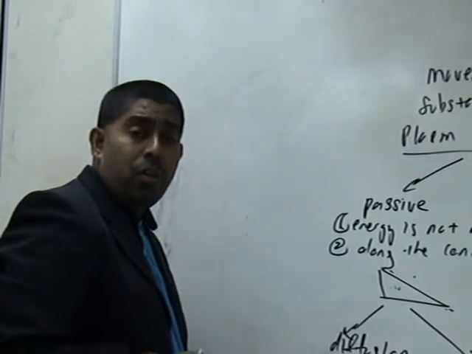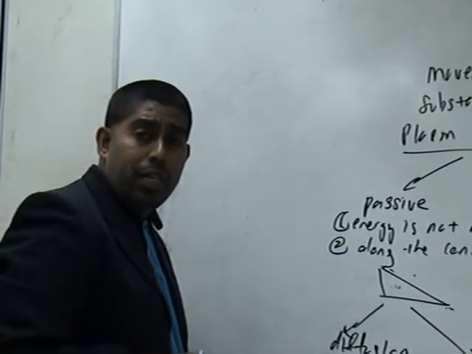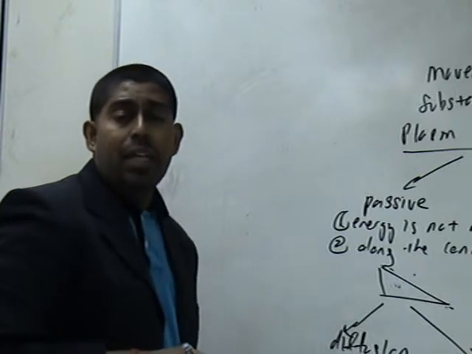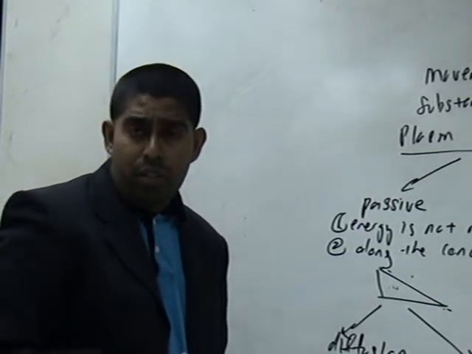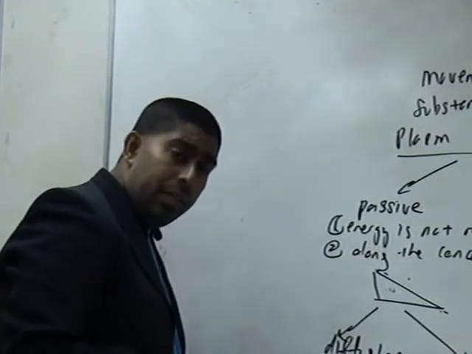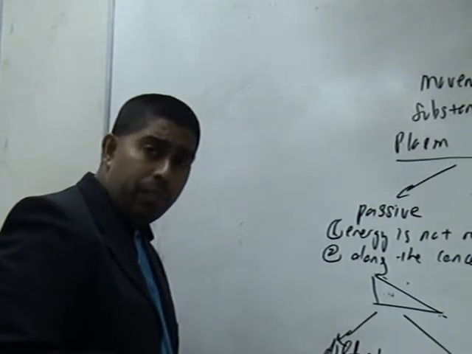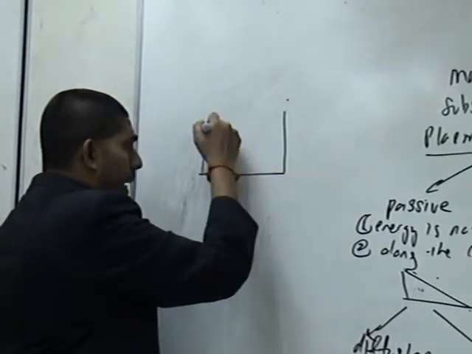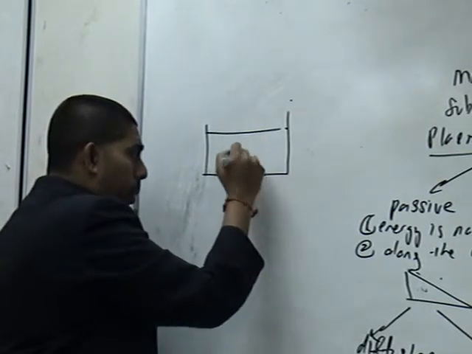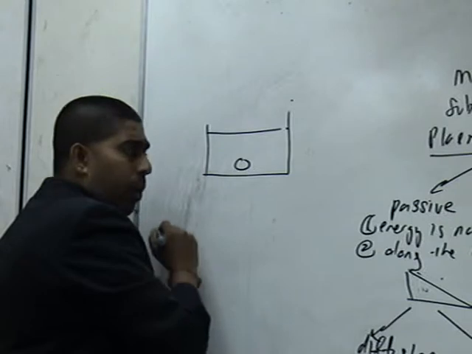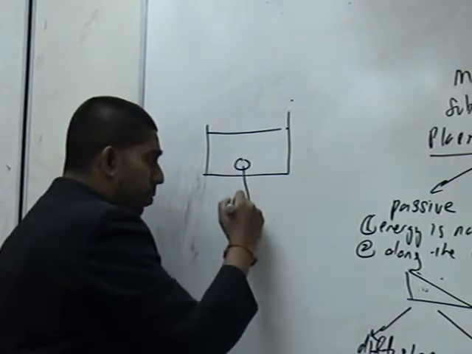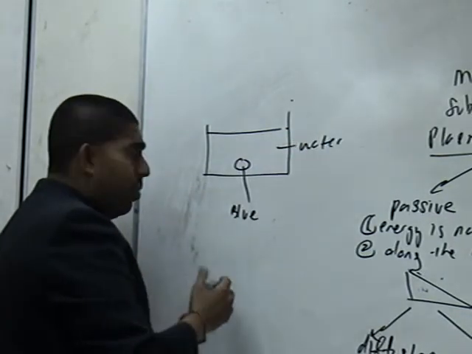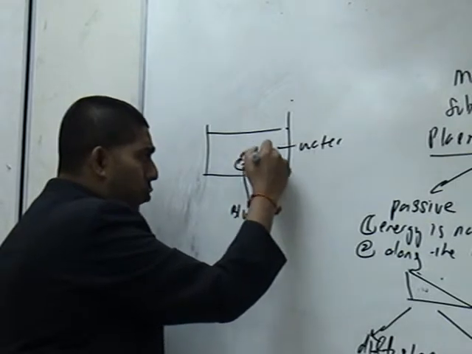Now simple diffusion here means that it occurs from high concentrated area to low concentrated area without any help from any other particles. Got it, students? That means it just happens like that. Let me give you an example. Let's say I have a beaker, alright? I put in copper sulfate. Copper sulfate here is blue in color. This is water.